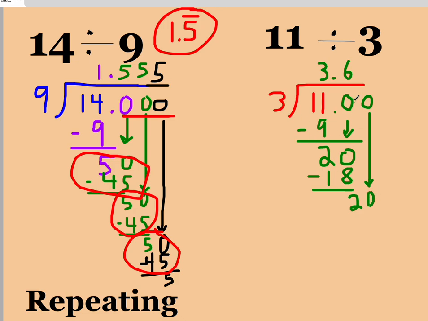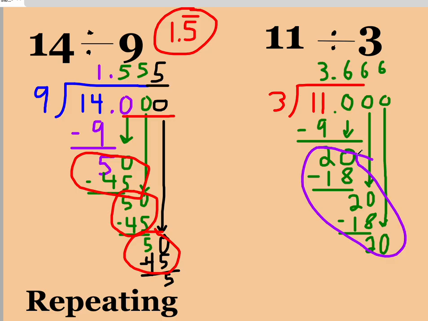Put another 0 because I still have a remainder there. 3 goes into 20 6 times. It's 18. I get a 2. Get another 0. Drop it down. And again, we're noticing the same pattern that we just noticed with the other one, right? I keep having 20 minus 18. It's going to keep going forever if I don't stop.